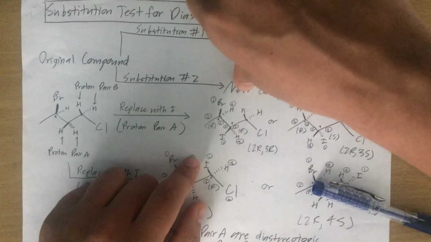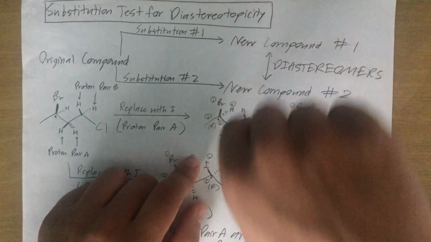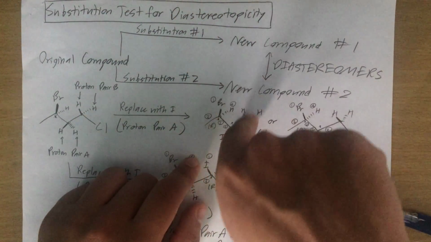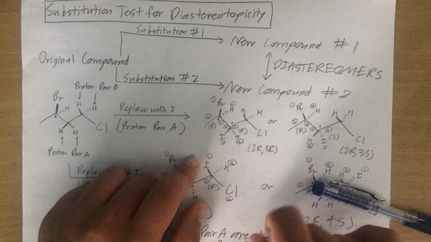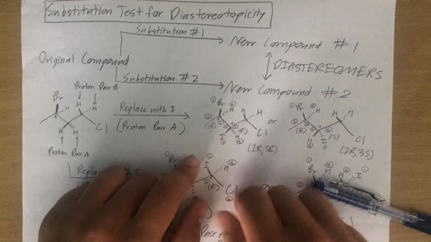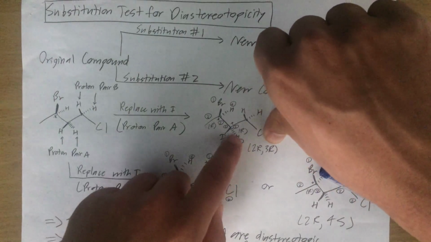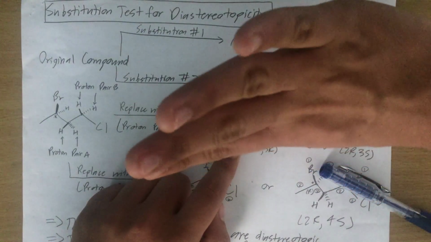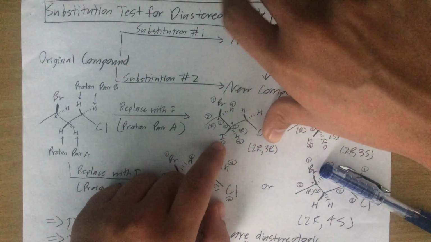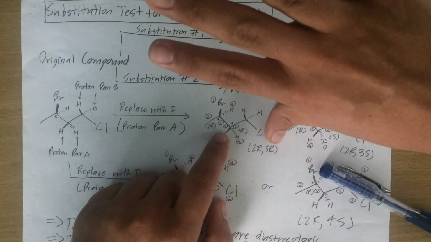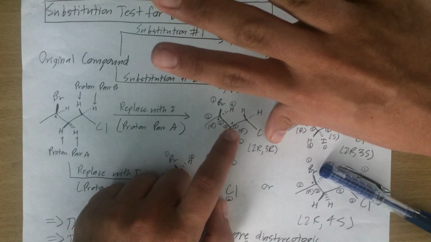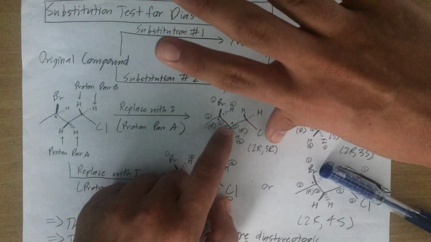Put your thumb into the page. You go 1, 2, 3. 1 to 2 to 3. So this is R, and now we're going to deal with this chiral center. You put your fingers into the board again for H, and then you curl your fingers. So it goes from 1, this would be 2, and this would be 3, right? This is 1, this is 2, this is 3.